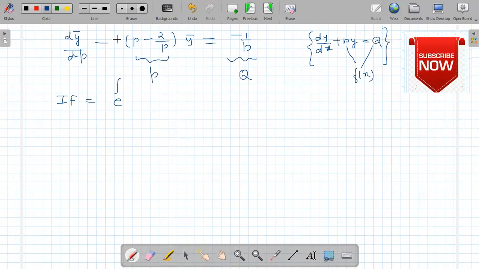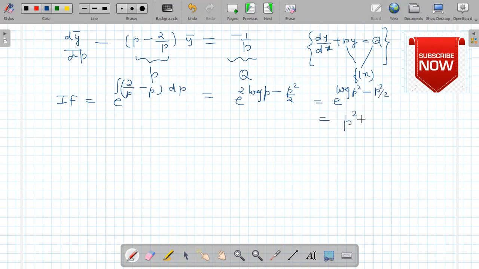So the value of p is, we have to include this negative sign with p. So the value of p is 2 upon p minus p, and the integration is with respect to p. So this value is e raised to the power 2 log p minus p square by 2. So I have e raised to the power log p square minus p square by 2. So I can write this as p square into e raised to the power minus p square by 2.